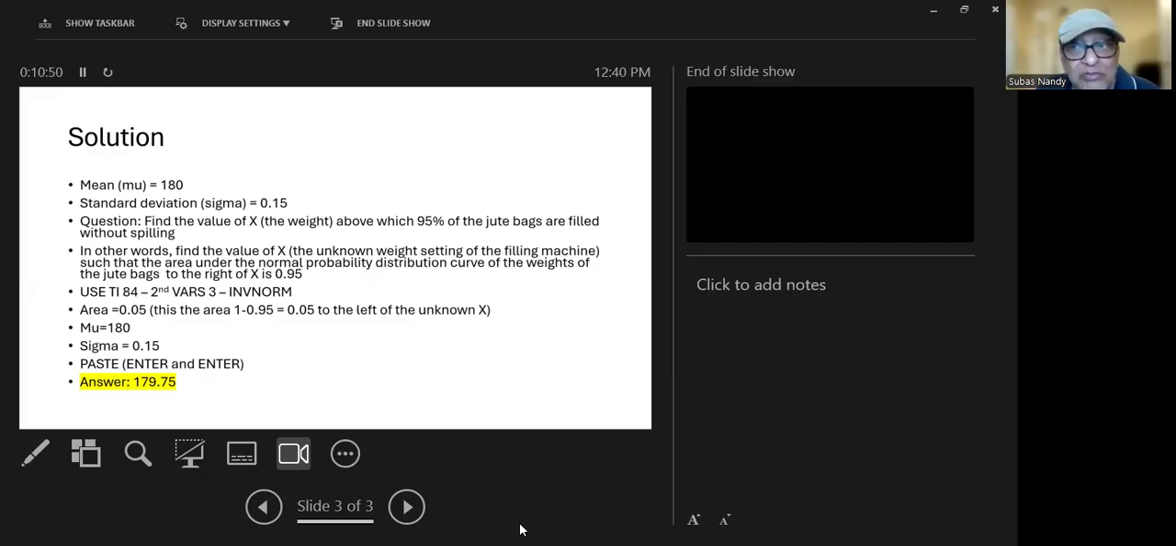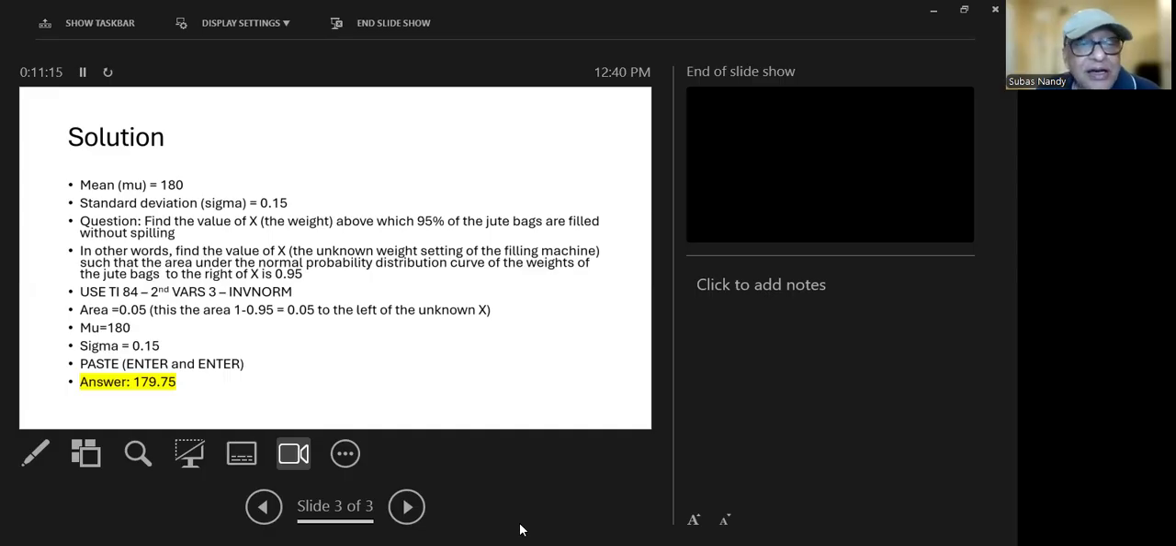So in the calculator, we will press the second key first, then the inverse key, which is in the third row, then select number 3, which is invNorm. invNorm is used to find the value of the unknown random variable x when the area below is known. Okay, the area below that x is known, but x itself is not known.